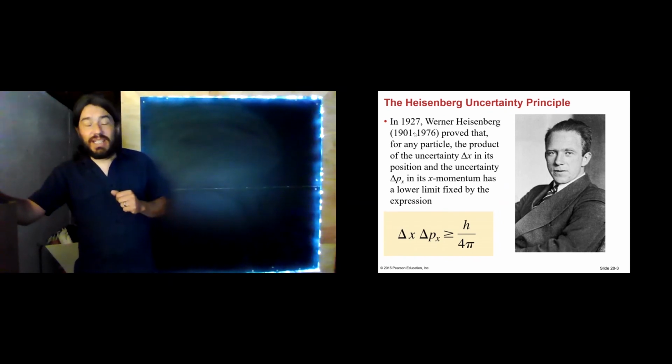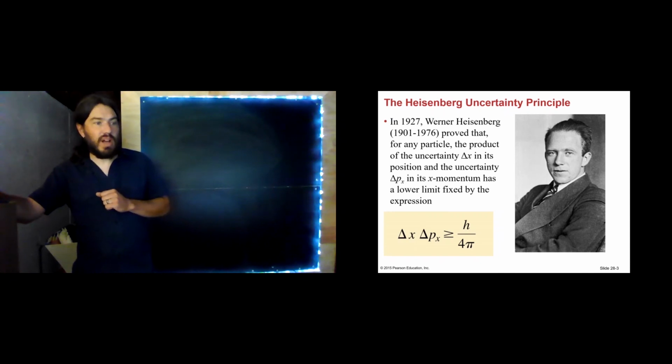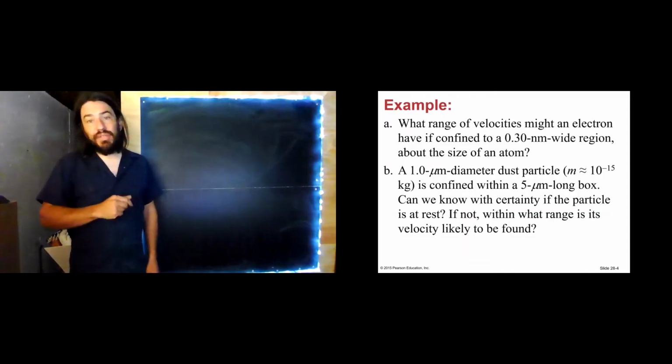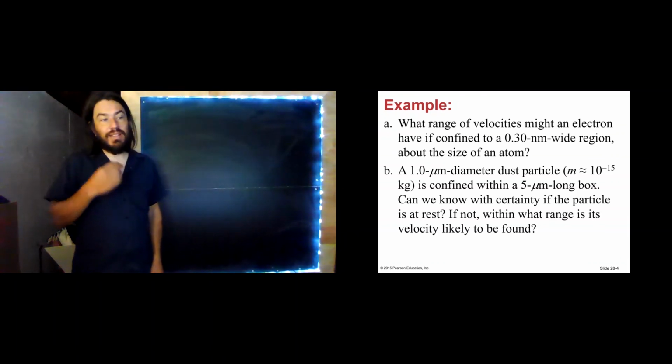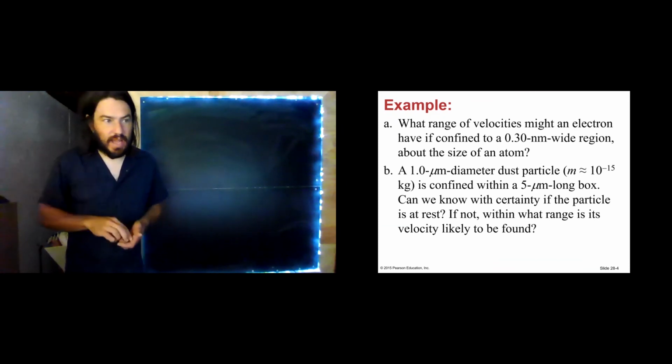And, you know, it was in 1927 that Heisenberg proposed this. And over time, our understanding of it has evolved, but we're still pretty convinced that it is a true law of physics, as surprising as it is. So what range of velocities might an electron have if it was confined to a 0.3 nanometer wide region, which is about the size of an atom?